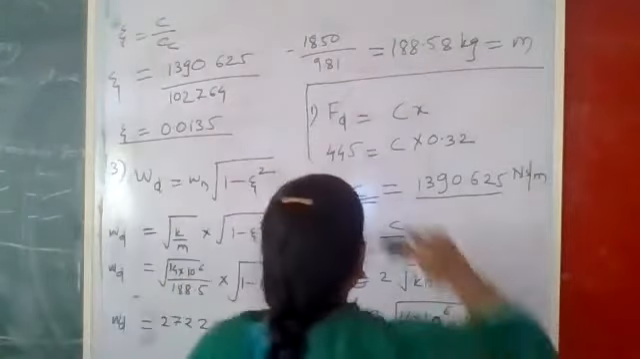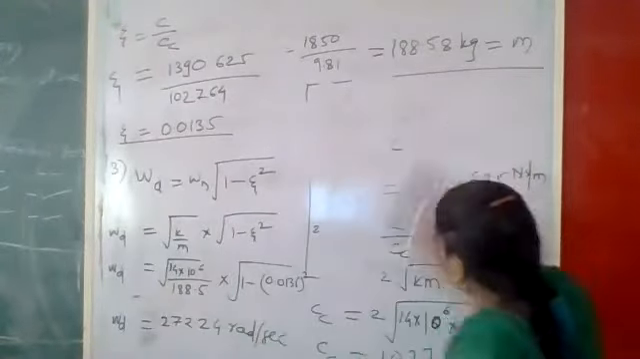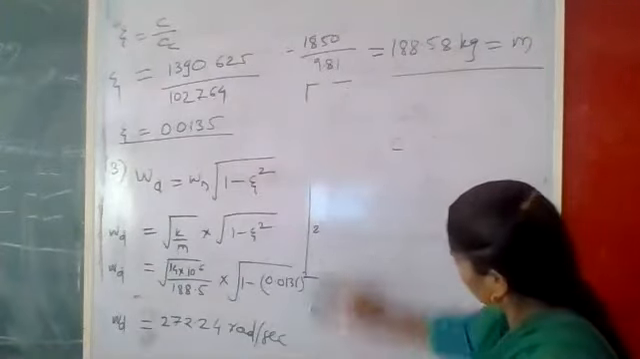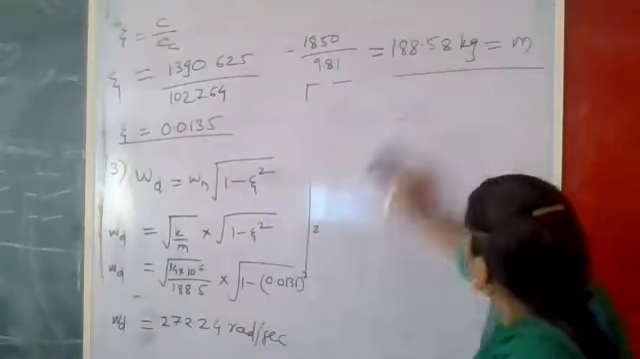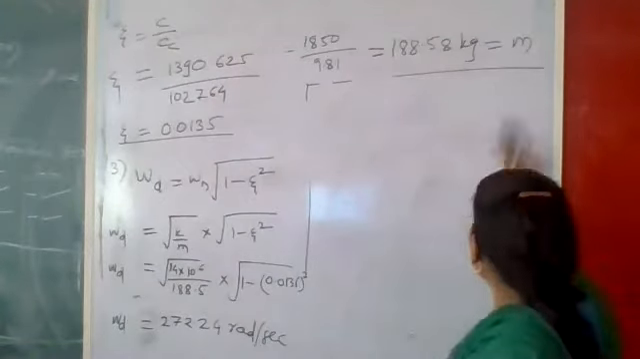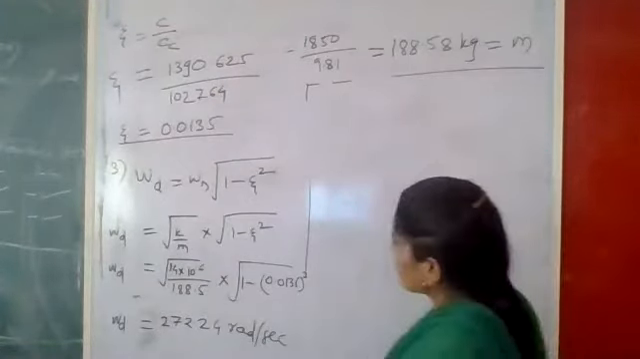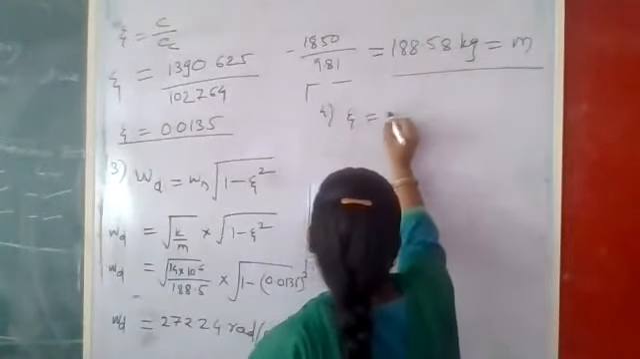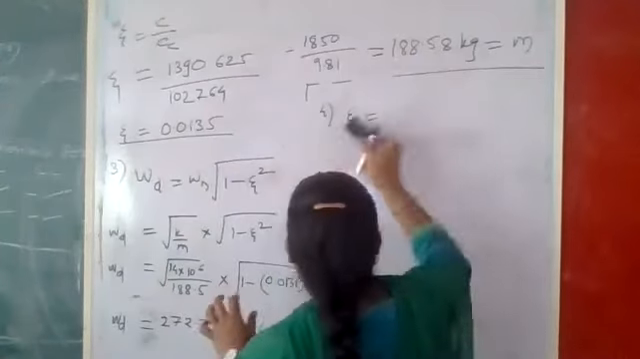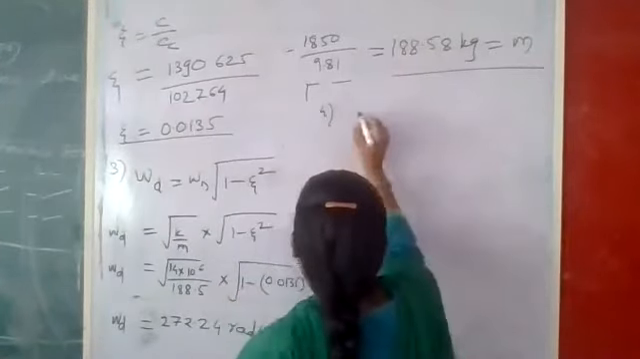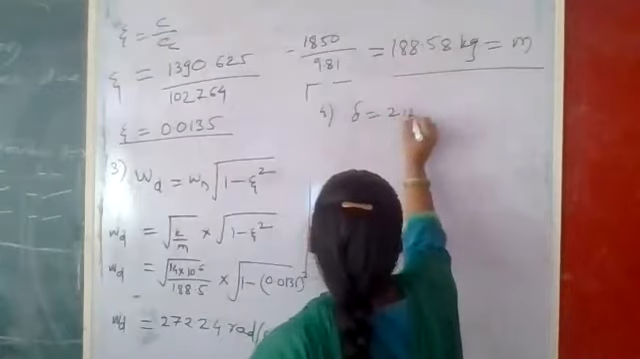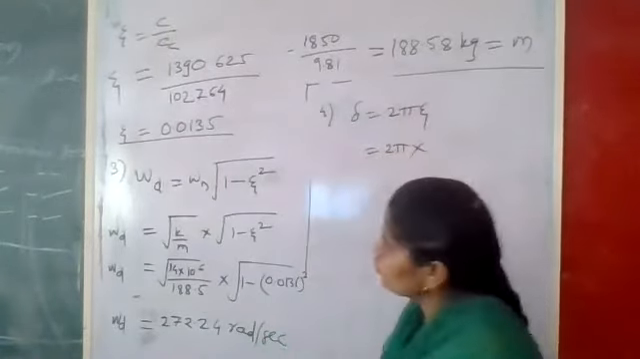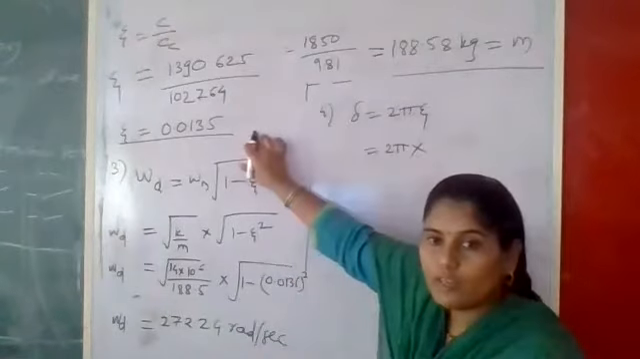Maybe all of you clear up to this. I will write the next step. We have to know the value of zeta. How to calculate the value of zeta? Zeta चा formula काय आपला? We have to calculate the value of logarithmic decrement. Sorry, that delta is equal to twice pi zeta. What is the value of zeta? Already we know the zeta value. Zeta is 0.0135.